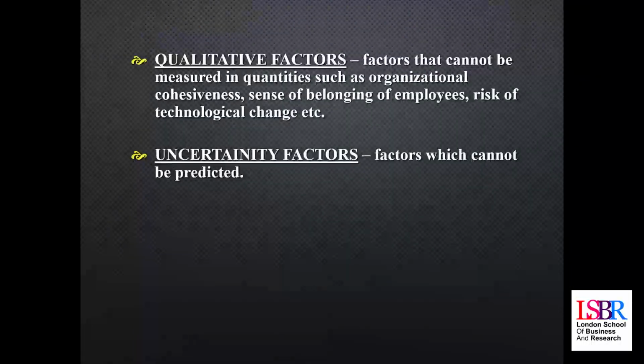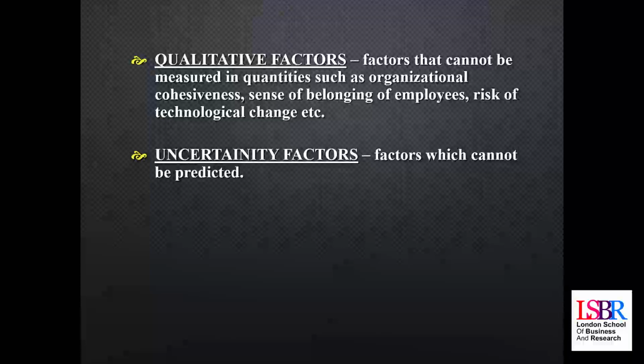Other factors include qualitative and quantitative. So again, the nature of our research, is it based on numbers? Is it based on observations and descriptions? And finally, uncertainty factors. What are those? Those are basically contingency factors, those things that cannot be predicted.